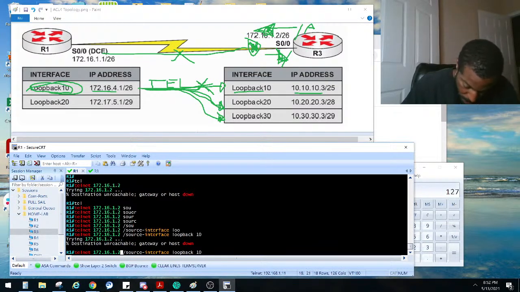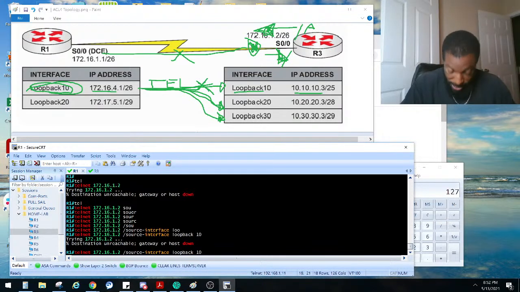Let me verify that again. From loopback 10, which we did, to router 3 loopback 10. That's what I did wrong. I telnetted to the serial interface.